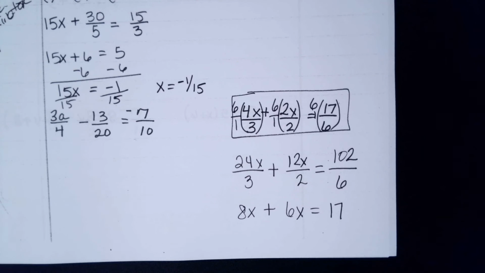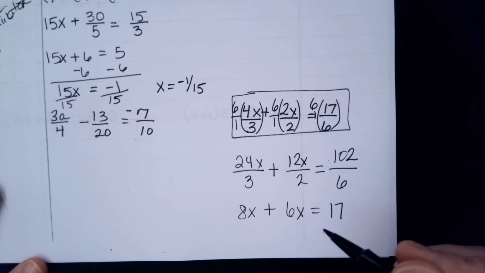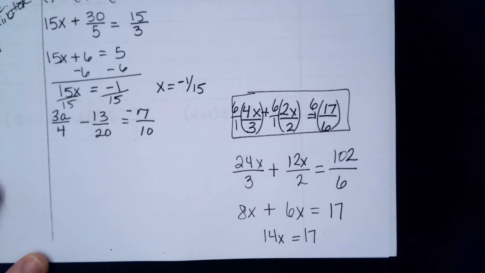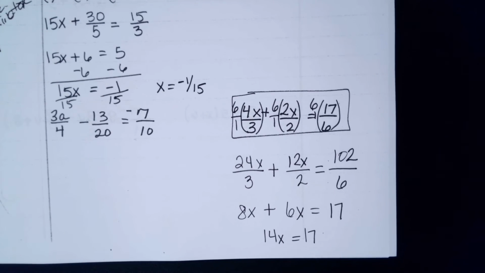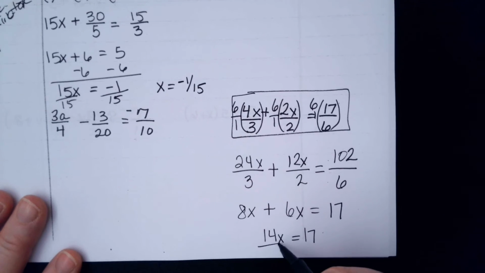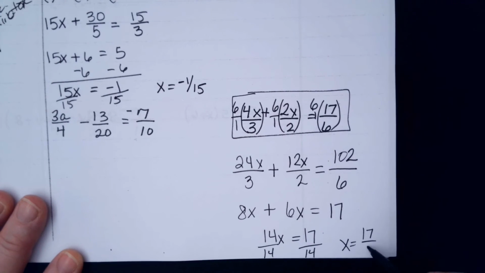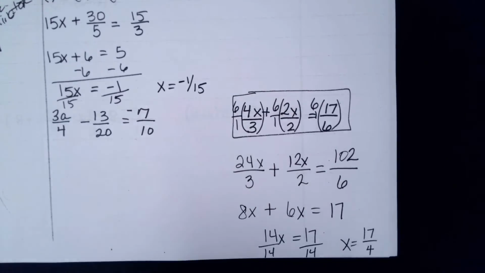Did you say put them together? Yes. And what is 8x plus 6x? 14x equals 17. And what will you do? Finish this one up. Nasia? Divide. And I'm just going to leave it 17 over 14. Okay?